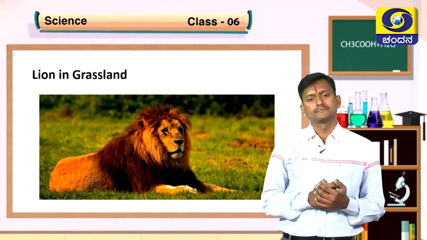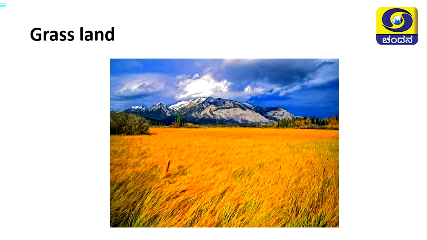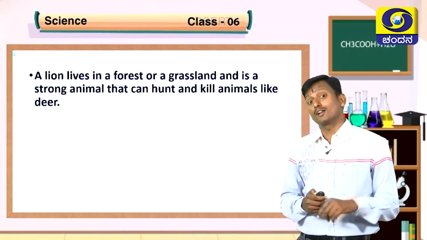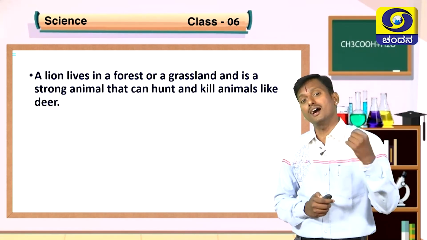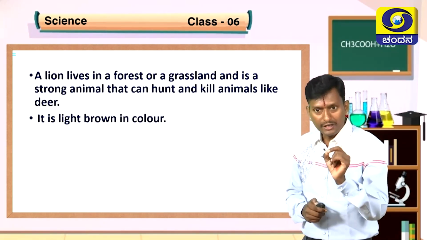Lion in the grassland. I will show you the color of the grassland here. See here. Now look at the color of the grass during the dry condition. Look at the picture of the lion. Look at the hair on the lion. Do you find similarities in the color of these two? Yes. A lion lives in a forest or a grassland and is a strong animal that can hunt and kill animals like deer. It is light brown in color.